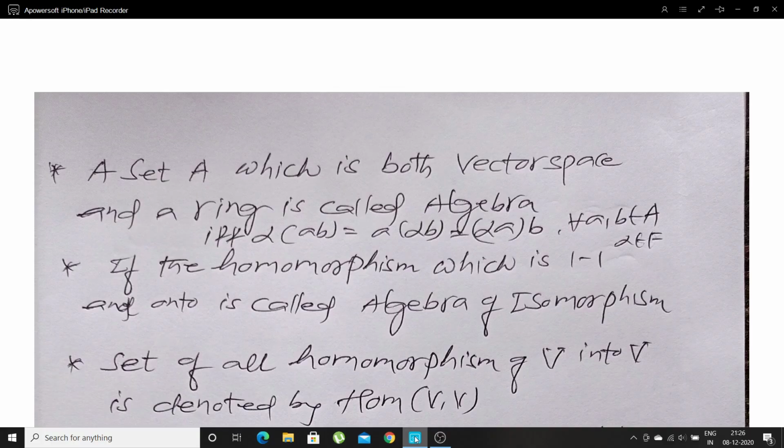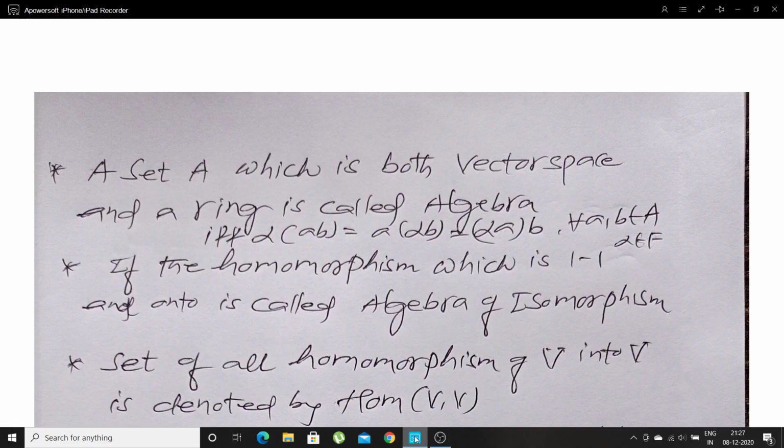Hello, my dear students. Let me start the syllabus, I mean the topic. Before I start the syllabus, I want to recall some important definitions related to computational linear algebra.